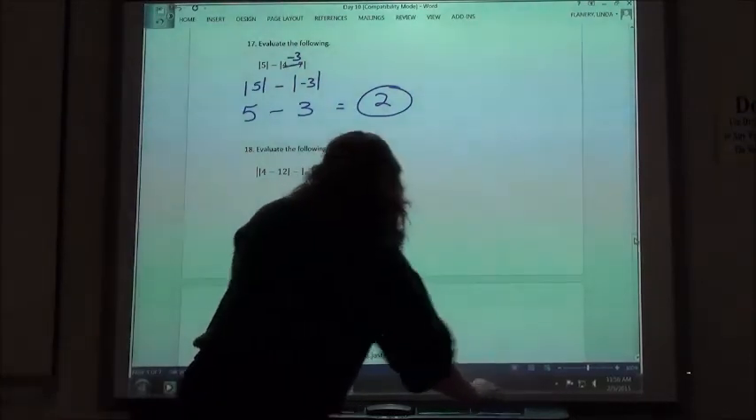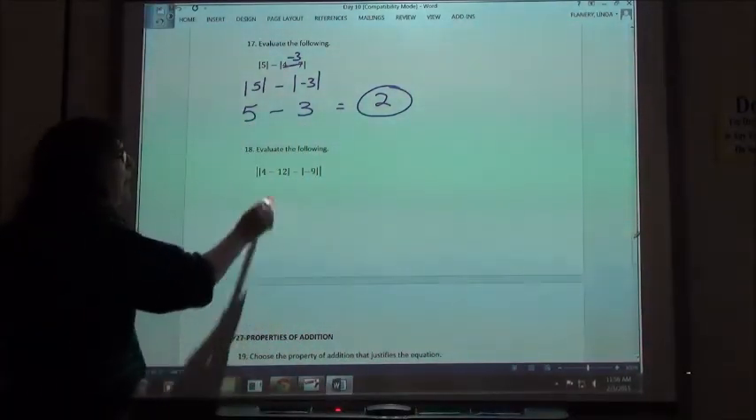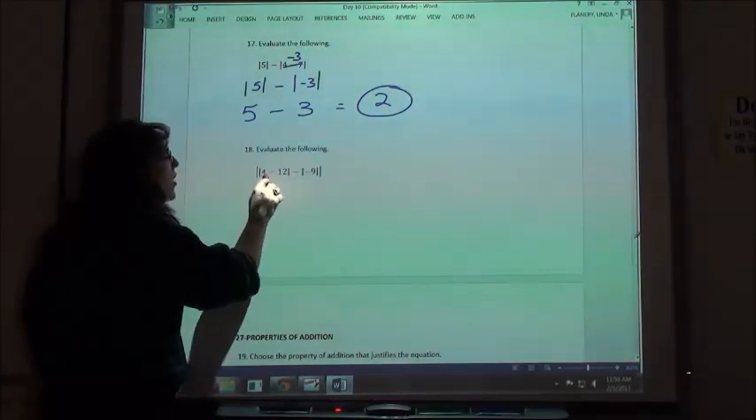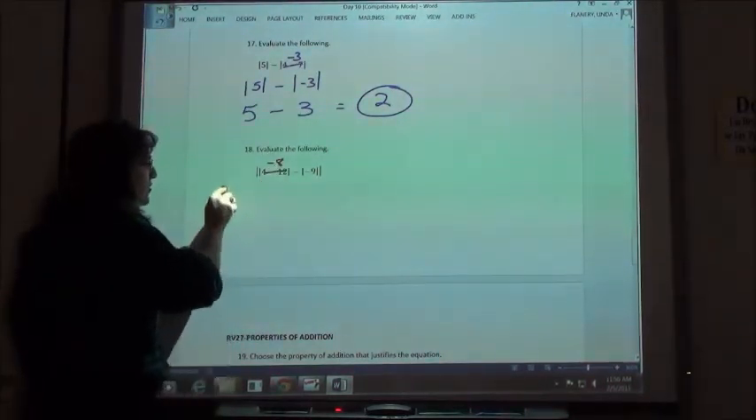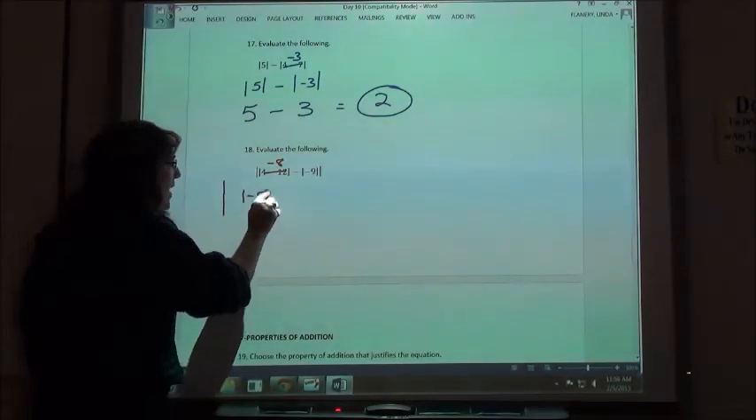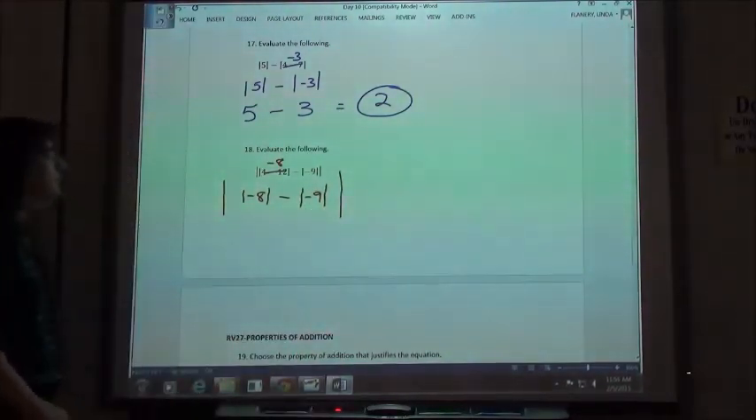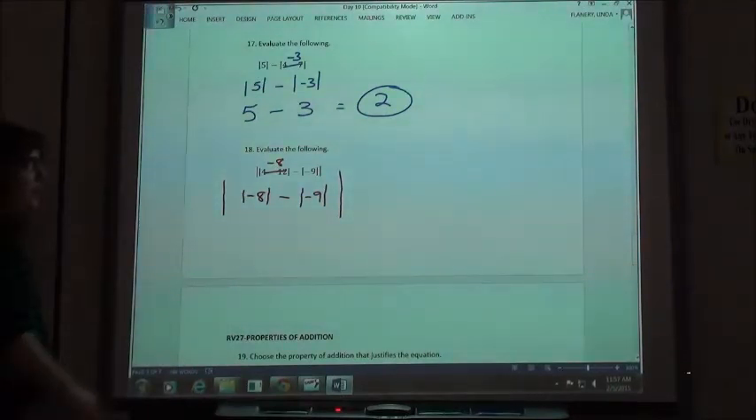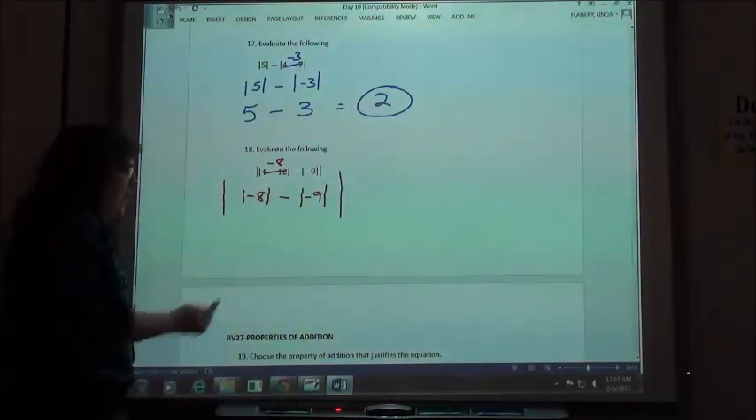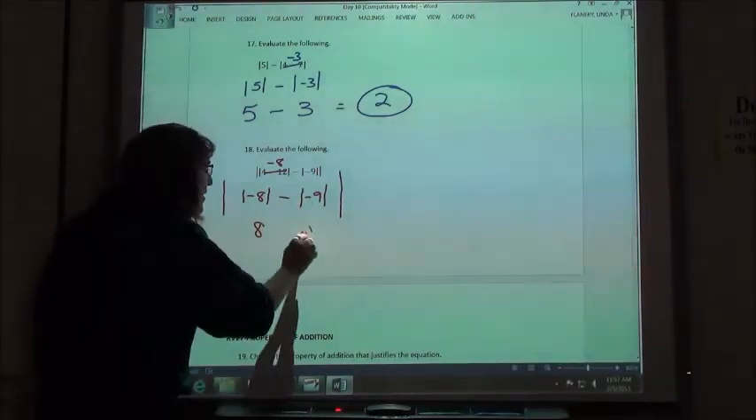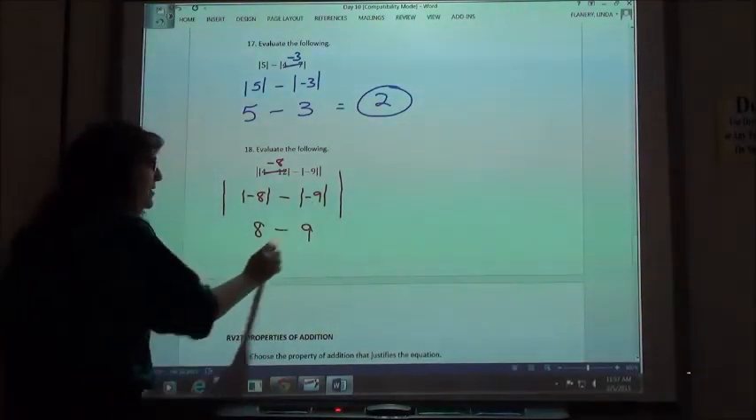Number 18, I'm going to evaluate. Again, I've got to start inside my absolute values. 4 minus 12 is negative 8. So I've got the absolute value of negative 8 minus the absolute value of negative 9, all in the absolute value symbols. Absolute value of negative 8 is 8. Absolute value of negative 9 is 9. Minus sign is in between.